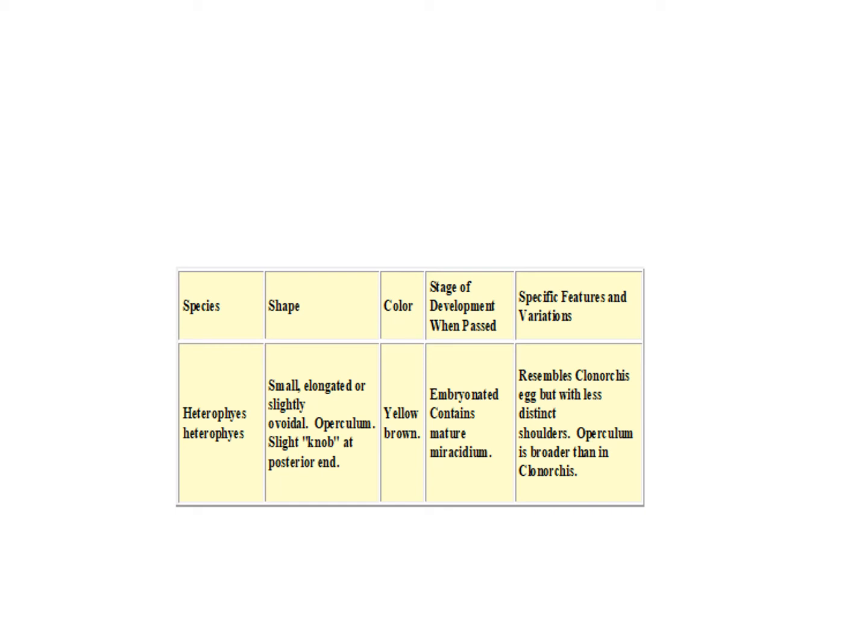The operculum is broader than in Clonorchis sinensis. These are the criteria related to the Heterophyes parasite, especially the egg stage, and how it differs from that of Clonorchis sinensis, which is found in the liver.